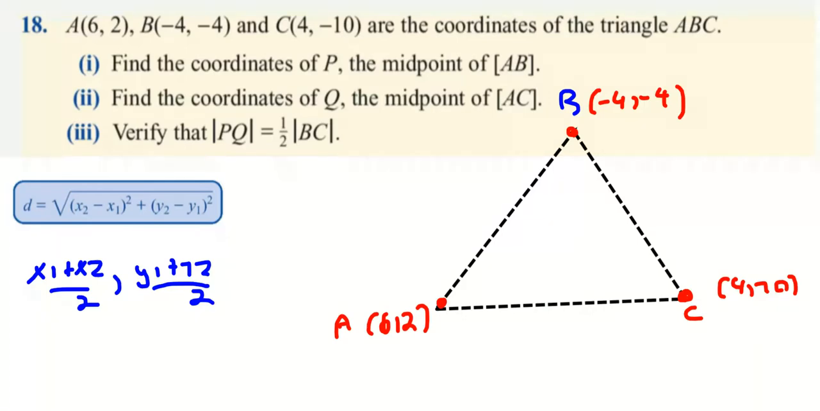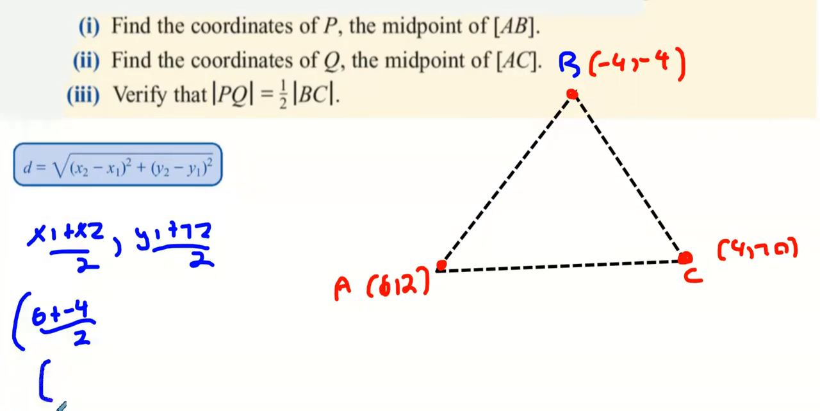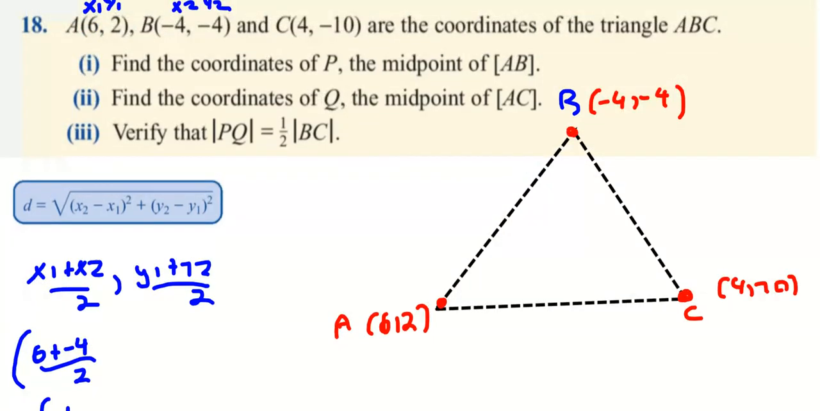Go. Okay, we're going to call that x1, y1. We're going to call this x2, y2. And what we should get there is 6 plus minus 4 all over 2. And 6 plus minus 4 is 2 over 2, which is 1. Next one is y2 plus y1, sorry, 2 plus minus 4, which is the same thing as 2 minus 4.